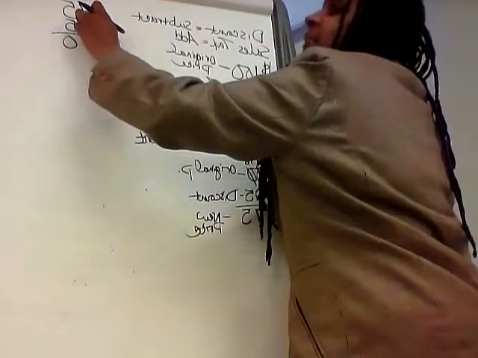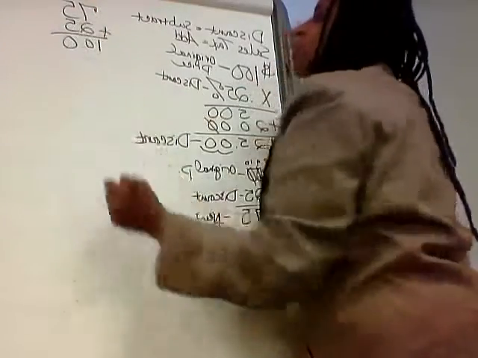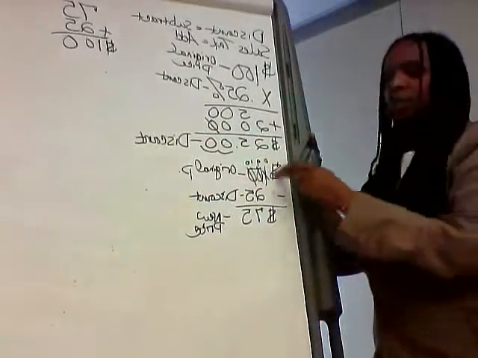1 plus 7 is 8, plus 2 is 10, which comes to 100, which means this is correct.